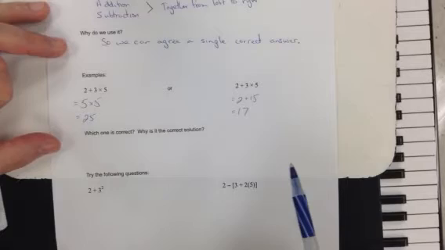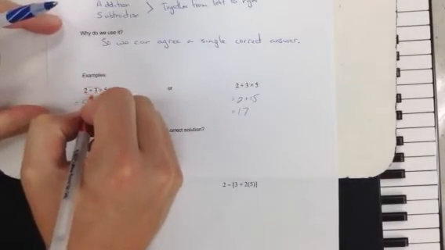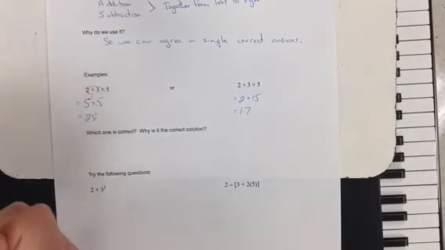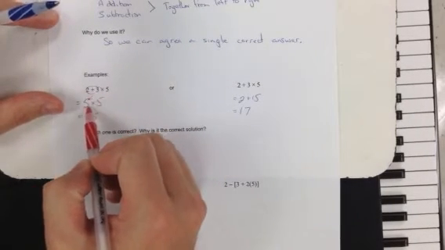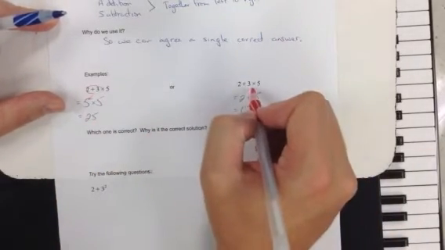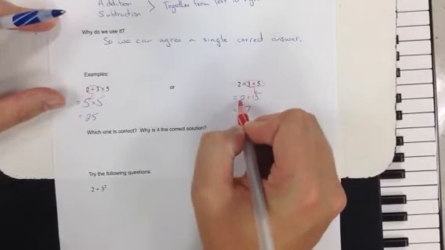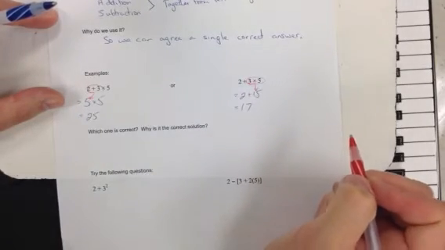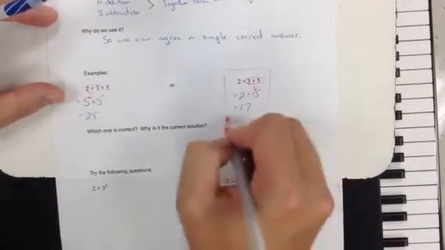If you look at the order that the operations were done, in the first question here, we have 2 plus 3 equals 5. And then we carry times 5 down to get 5 times 5 equals 25. In the second example, we started with the 3 times 5 to give us 15. And then 2 plus 15 is 17. So the one which is correct is the second example.